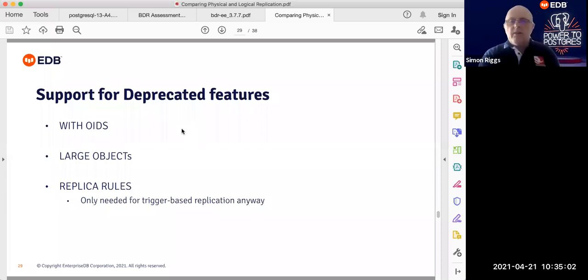Are there any issues with partitions? Yes and no. Logical replication did have a slight problem previously when you were replicating from a table that wasn't partitioned to a table that was, and the other way around. That problem is now solved, and we're able to route changes from tables that are not partitioned to a table that is partitioned.